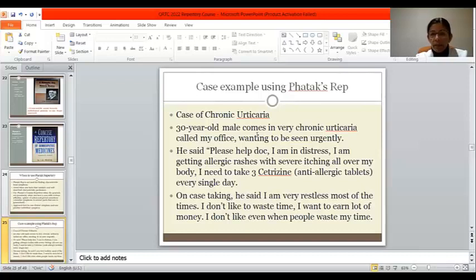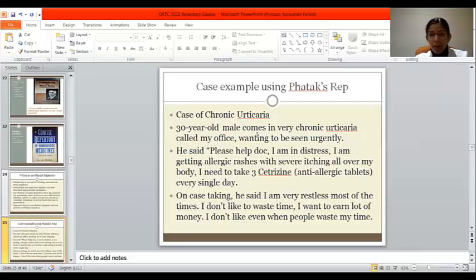So on case taking, he said, "I am very restless most of the time. I don't like to waste time." So he was basically a person who was very restless. He always used to think more of his finances, how to make more money. All his thoughts were revolving around his financial security, how to make more money, how to achieve a lot of things in life. And that's why he was very restless.